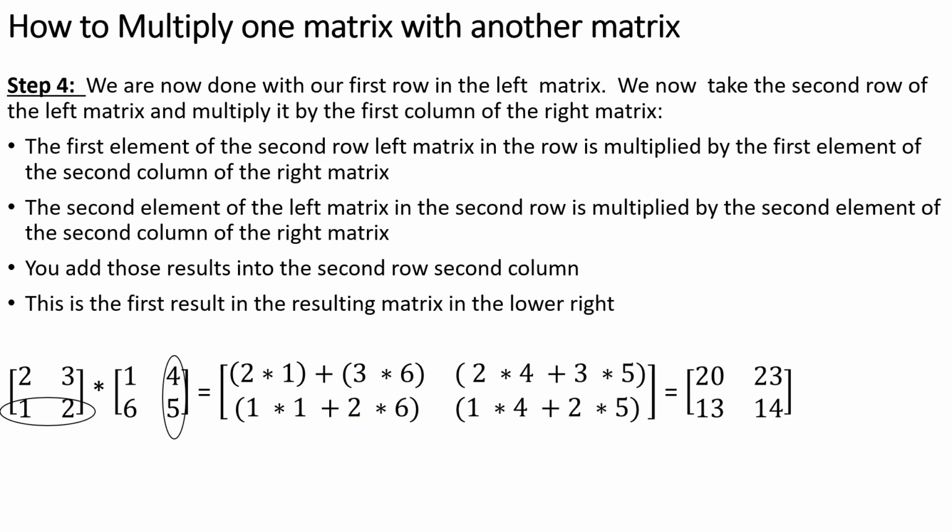Now guess what we're going to do? We're going to do the second row as we did before, and then the second column. 1 times 4 is 4. Right here. And then 2 times 5 is 10. And 4 plus 10 is 14. So in the end, when I multiply this matrix by this matrix, this is my resulting answer.